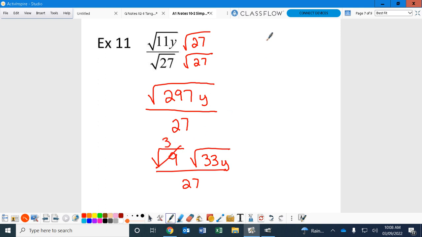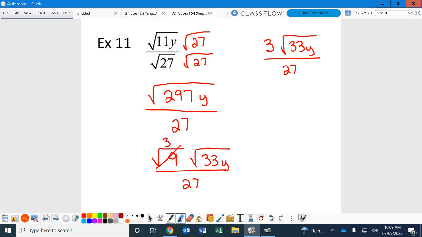You see how many steps we got to write? You got to write out the process, guys. You can't skip the steps. 3 square roots of 33y all over 27. Okay, that's not my answer. It's not it. Why is that not my answer? I can simplify.